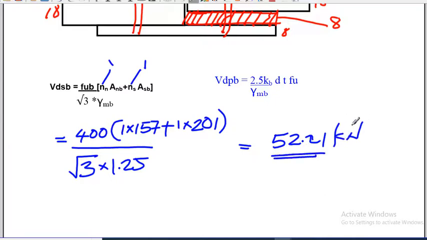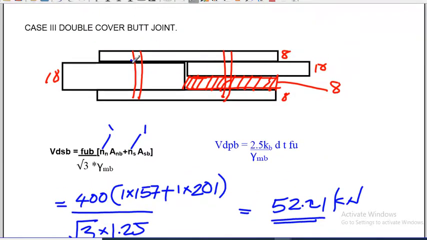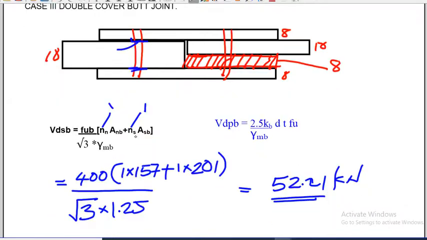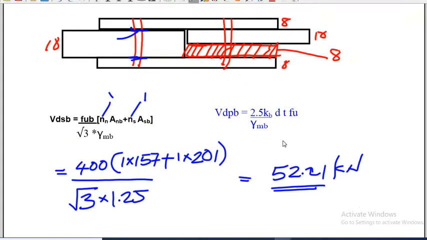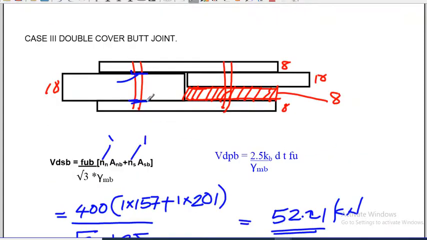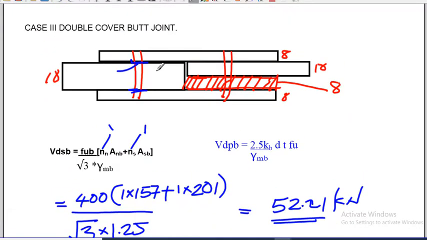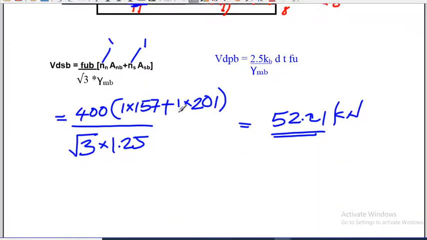kilonewton. So note down the point here. It is actually here the bolt is in double shear. This is one shear plane, this is one shear plane. That is why ANB and ASB, I mean NN and NS came. So in the previous case you got only 29. Now it has been increased. Since it is a butt joint, when there are two shear planes, automatically your strength will increase, because if you fail here also, the joint will not be separated. Both have to fail. This place and this place have to be broken, then only the joint will be separated. So keep that in mind.